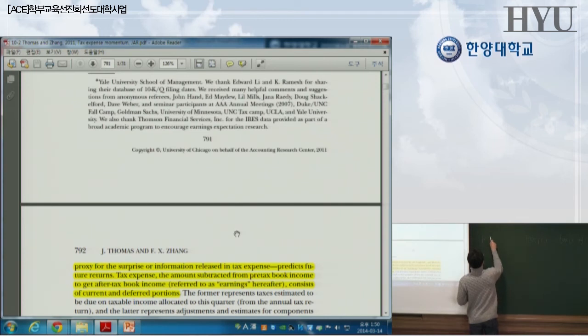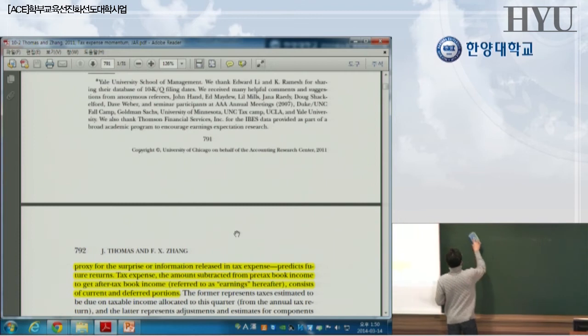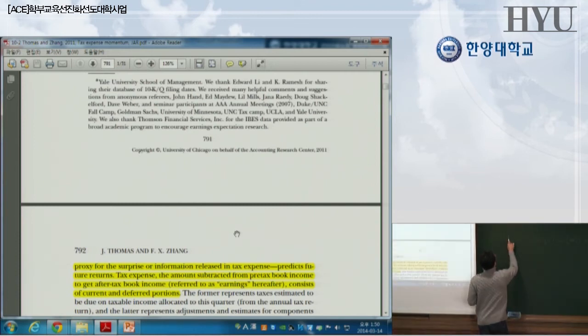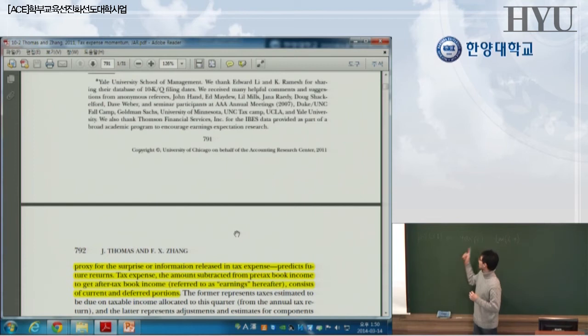So return at T plus 4, maybe T plus 1, next quarter. If it is positive, it means there is positive tax surprise: the firm pays more tax than before. If it is negative, the firm pays less tax than before. Then they argue that there is a relationship between this future return and tax surprise today. Can you guess whether it is positive or negative if there is a relationship?